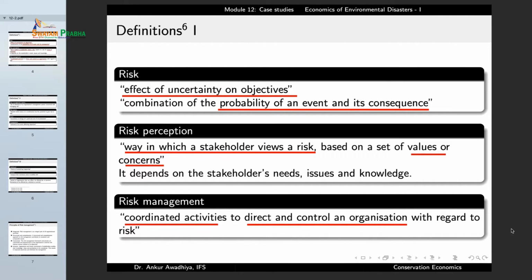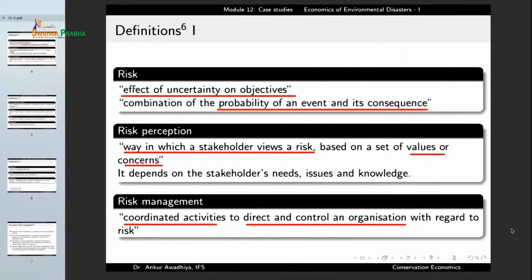So in the case of risk management, we will talk about how we quantify the risk and what kinds of steps we should be taking to minimize the risk. And should the disaster occur, what kinds of preparedness we would make so that the amount of risk is minimized.